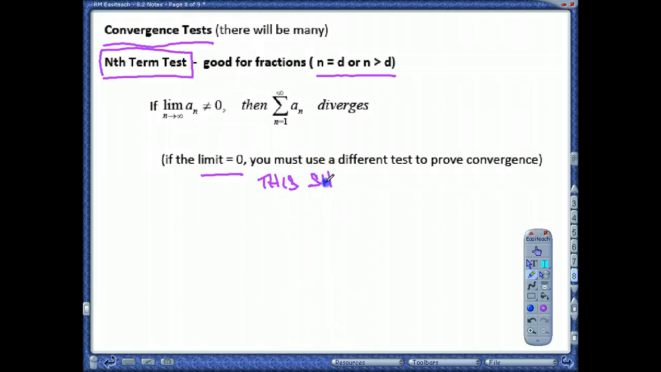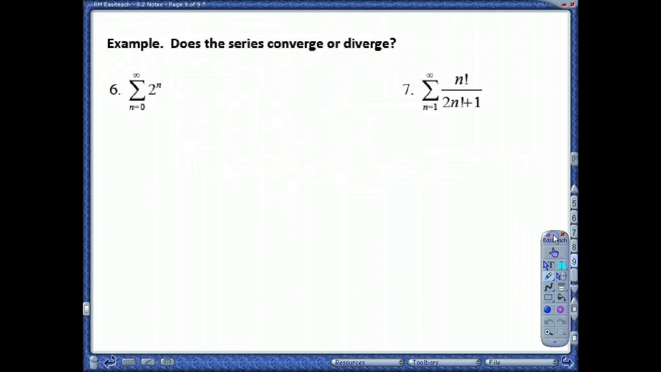This shows nothing. It doesn't say it converges, doesn't necessarily say it diverges. What it does say is use another test. Okay, so be careful. If it doesn't equal 0, we can make a conclusion. If it does equal 0, we got nothing. Okay, so let's look at this right here.